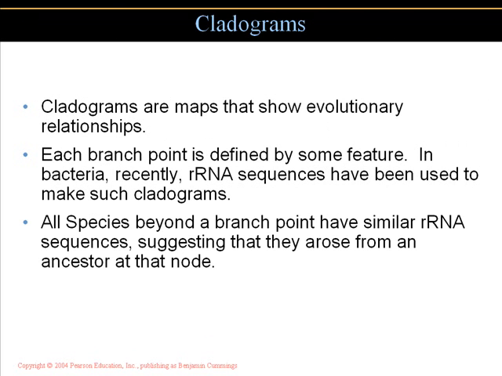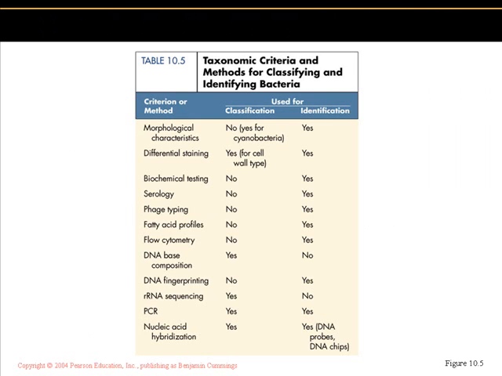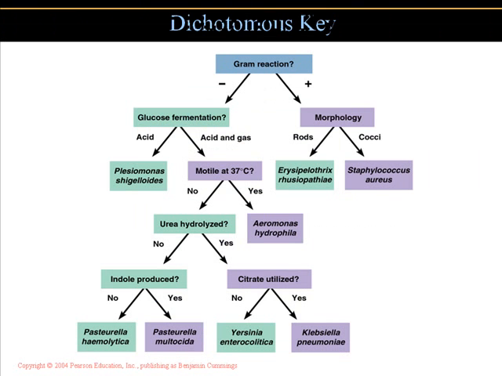The cladogram is basically the map which identifies the evolutionary relationship. You just need to know that definition. Again, each branch point is defined by features, and you'll see there are RNA sequences that are used to help make up the cladogram, or the information that's stored there.